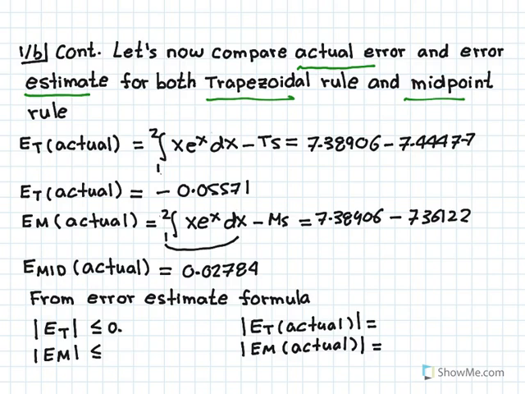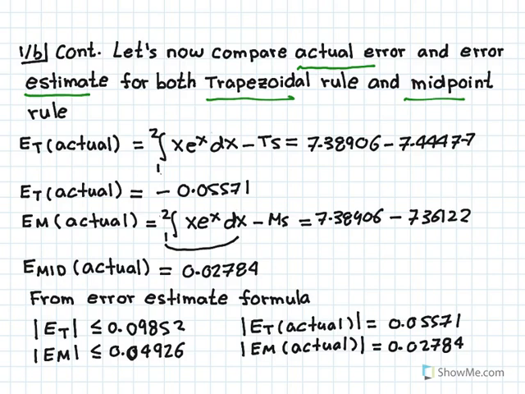Now, from the error estimate formula, we calculate the upper bound for the error of the trapezoidal rule. That came out to be 0.09852. For the midpoint rule, it came out to be 0.04926. And the exact error for the trapezoidal rule, we calculated to be 0.05571. And for the midpoint rule, the exact error is 0.02784. We've taken absolute values here.